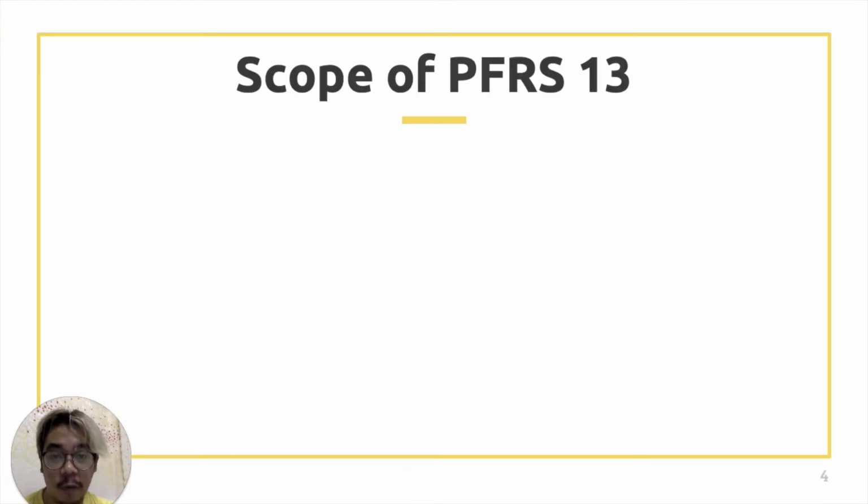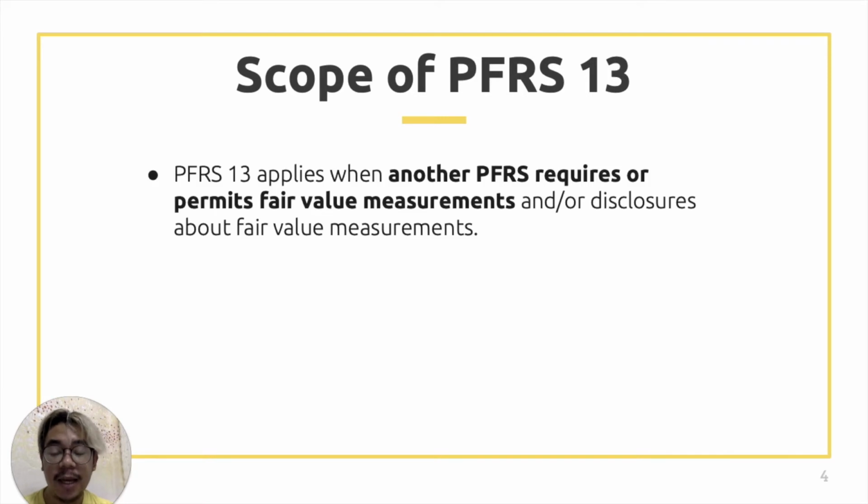For the scope of PFRS 13, it applies when another PFRS requires or permits fair value measurements and/or disclosures about fair value measurements. Example, yung PFRS 9, 'di ba? Nagre-require siya ng measurement of fair value. So, if you wanna know how to measure fair value, then you can use PFRS 13.